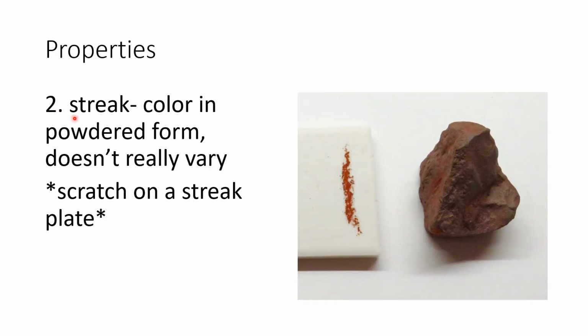Another property you can use to identify minerals is called the streak of the mineral, and this is the color of the mineral in powdered form, and this doesn't really vary sample by sample. To find the streak of a mineral, you take the mineral and you just scratch it against a little piece of unglazed ceramic tile, and whatever color the stripe is that's left behind, that's called the streak of the mineral.